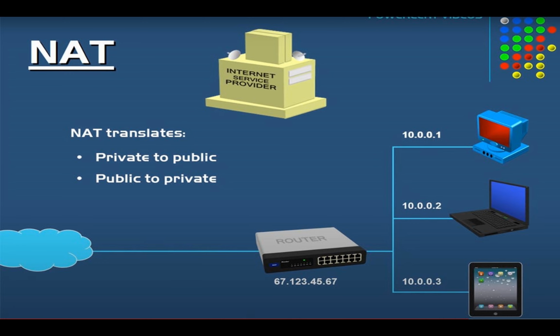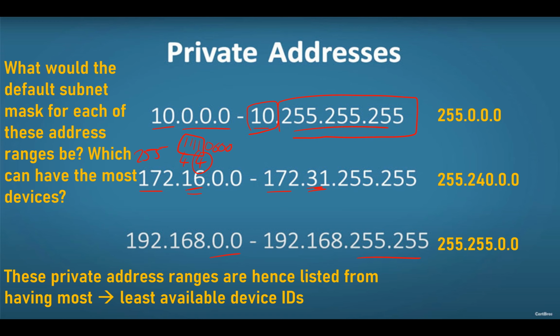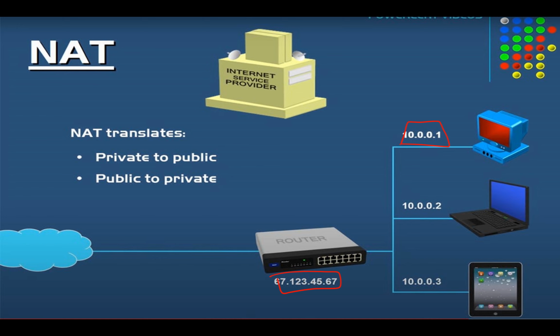Right, so then if we look at NAT, now NAT is going to translate from private to public, and also from public to private, so both ways. And if we look at the router here, as we mentioned, this has a public IP address, whereas if we look at these, since this is 10, then remember 10, with this particular subnet mask, this means it's going to be a private IP.